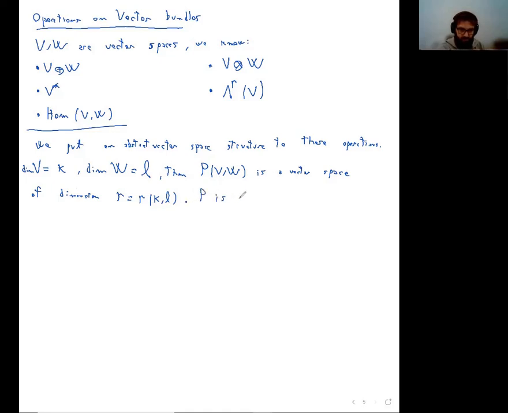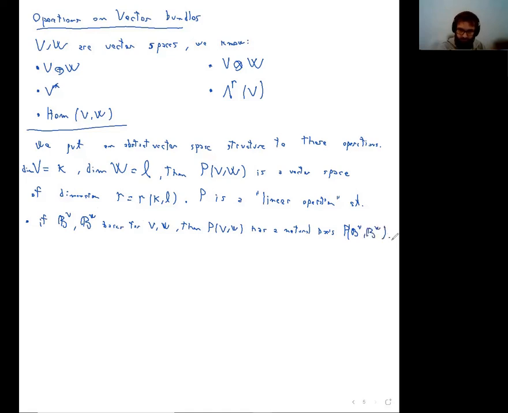And we say that P is a linear operation. So this doesn't mean anything, this "linear operation", that's why it's between brackets. Such that if we have two bases, one for V and one for W, then P of V, W has a natural basis, which we call P of B_V, B_W. So that's kind of what I want.